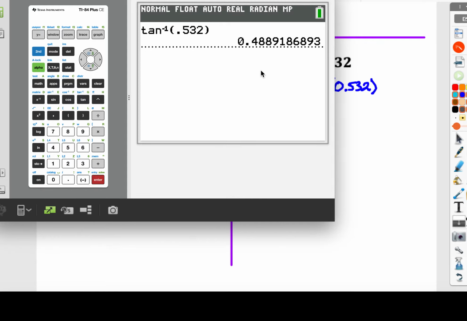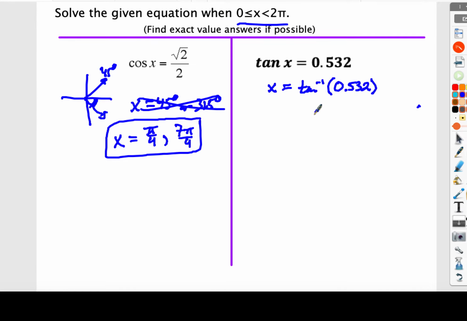and we'll hit enter, is approximately 0.489. Right? X equals 0.489 radians, which, with 2 pi being approximately 6.28, is definitely less than that value. So again, that's one good answer. However, from 0 to 2 pi, you may remember the tangent can be positive in quadrant 1, which is where our 0.489 angle came from.